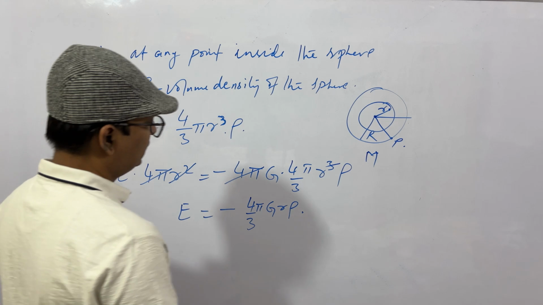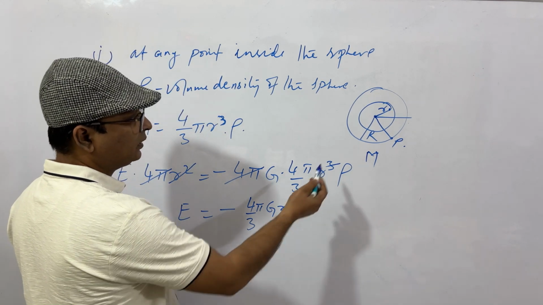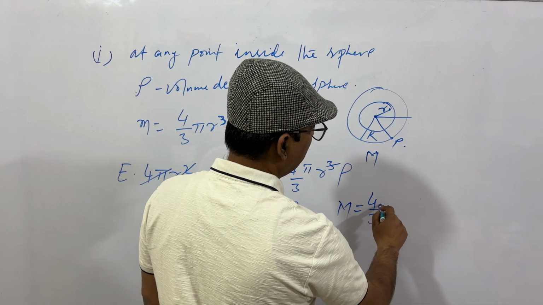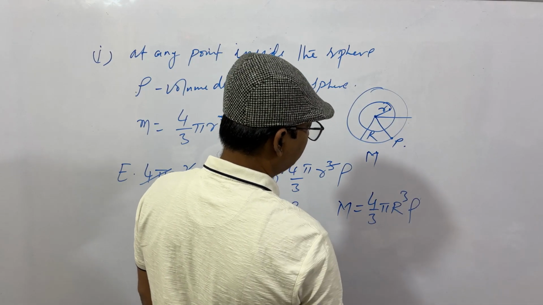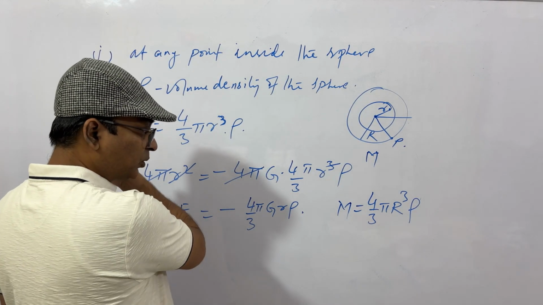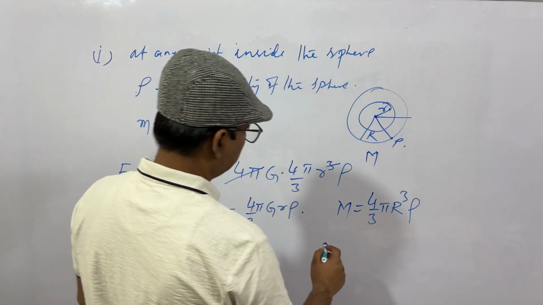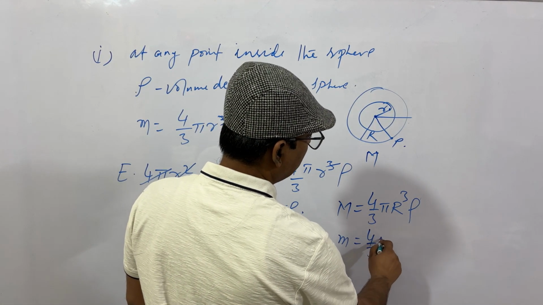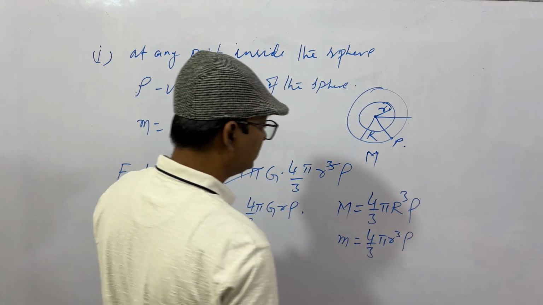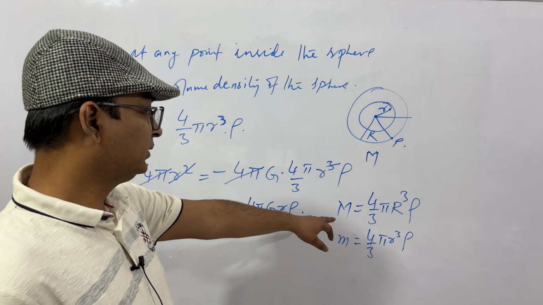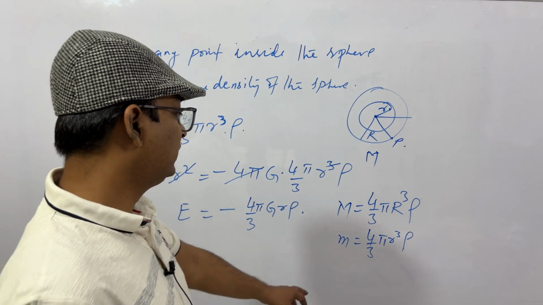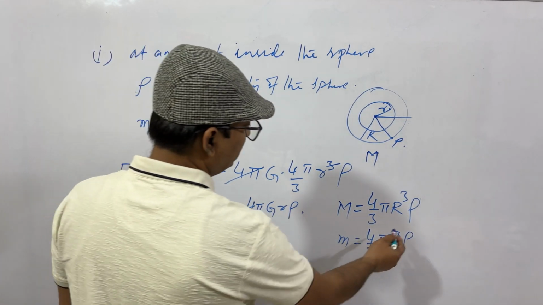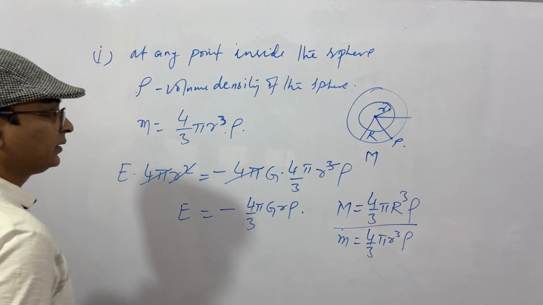And if you want to see this expression in terms of m, the mass of the sphere, this will be 4 by 3 pi capital R cube into rho. So you can express this small mass m as 4 by 3 pi R cube rho. From here you can take out the ratio of R and rho and then put it here.